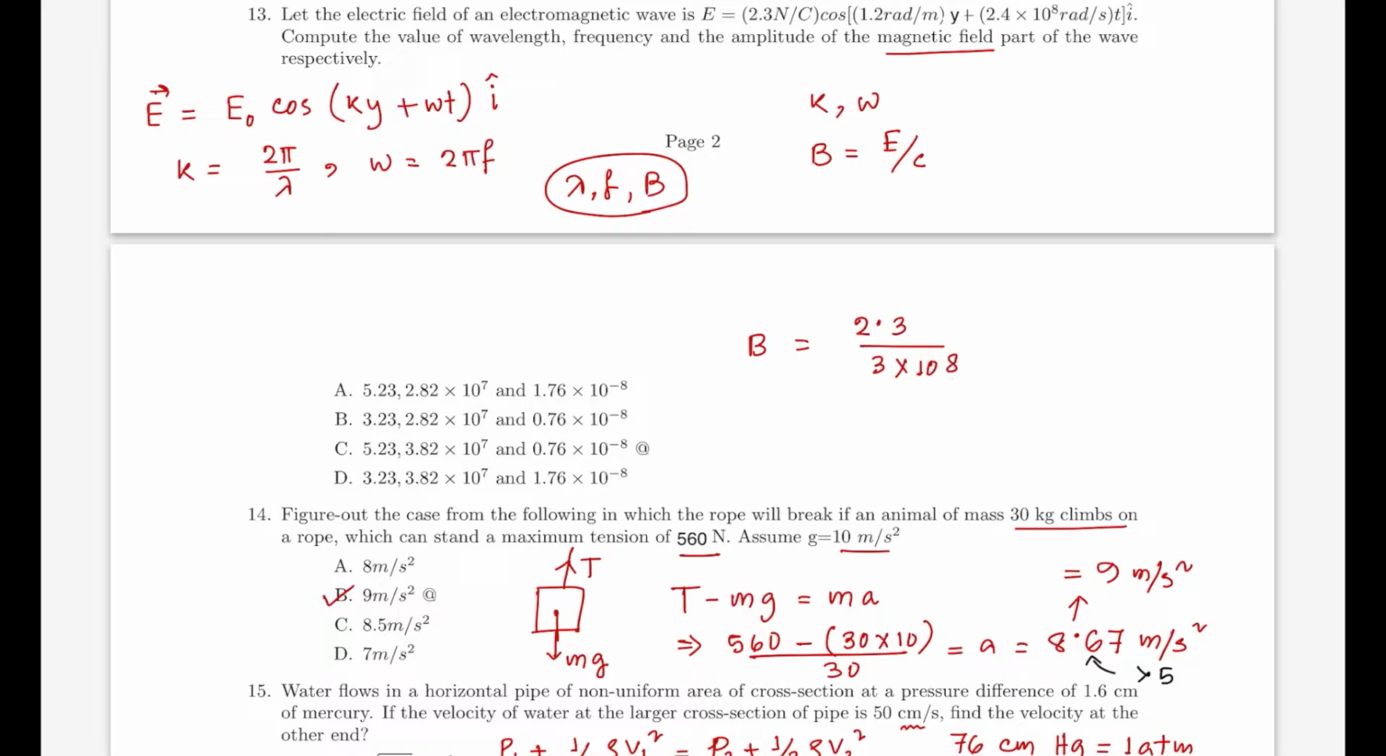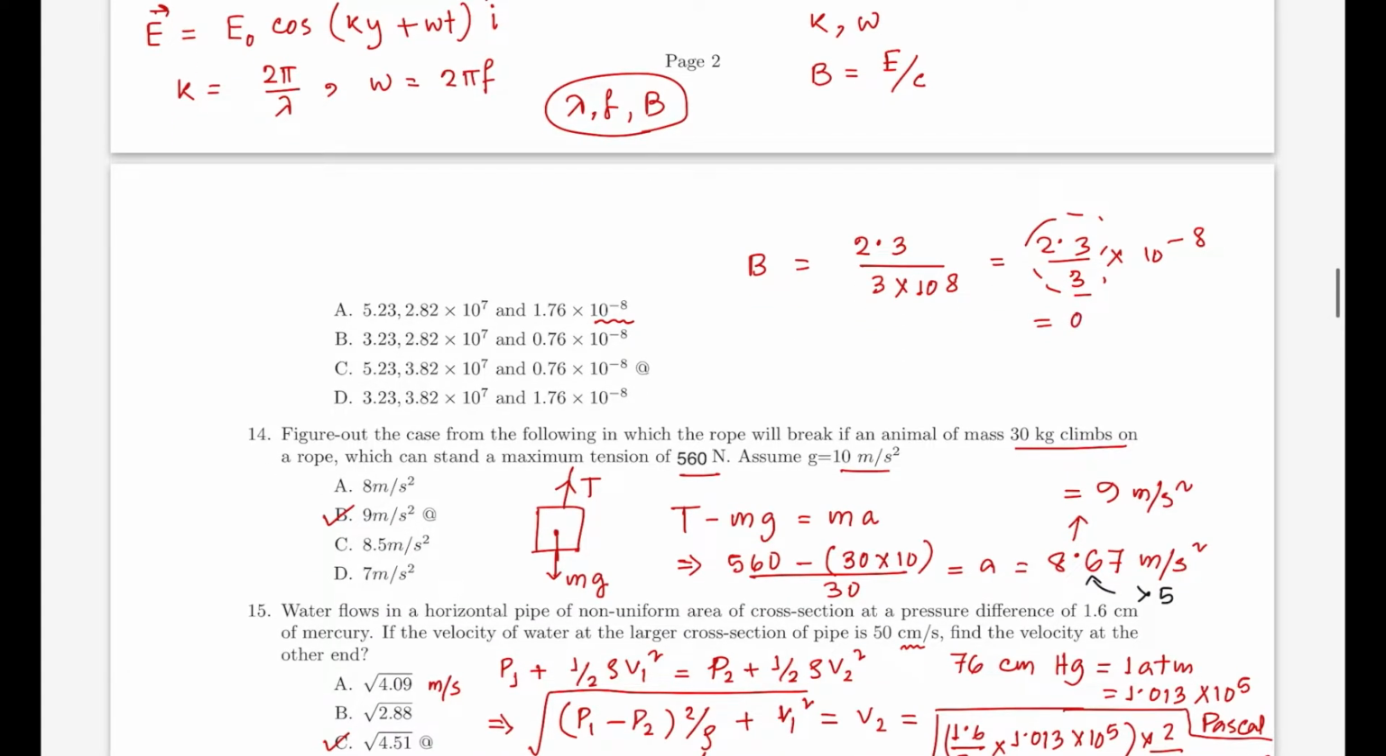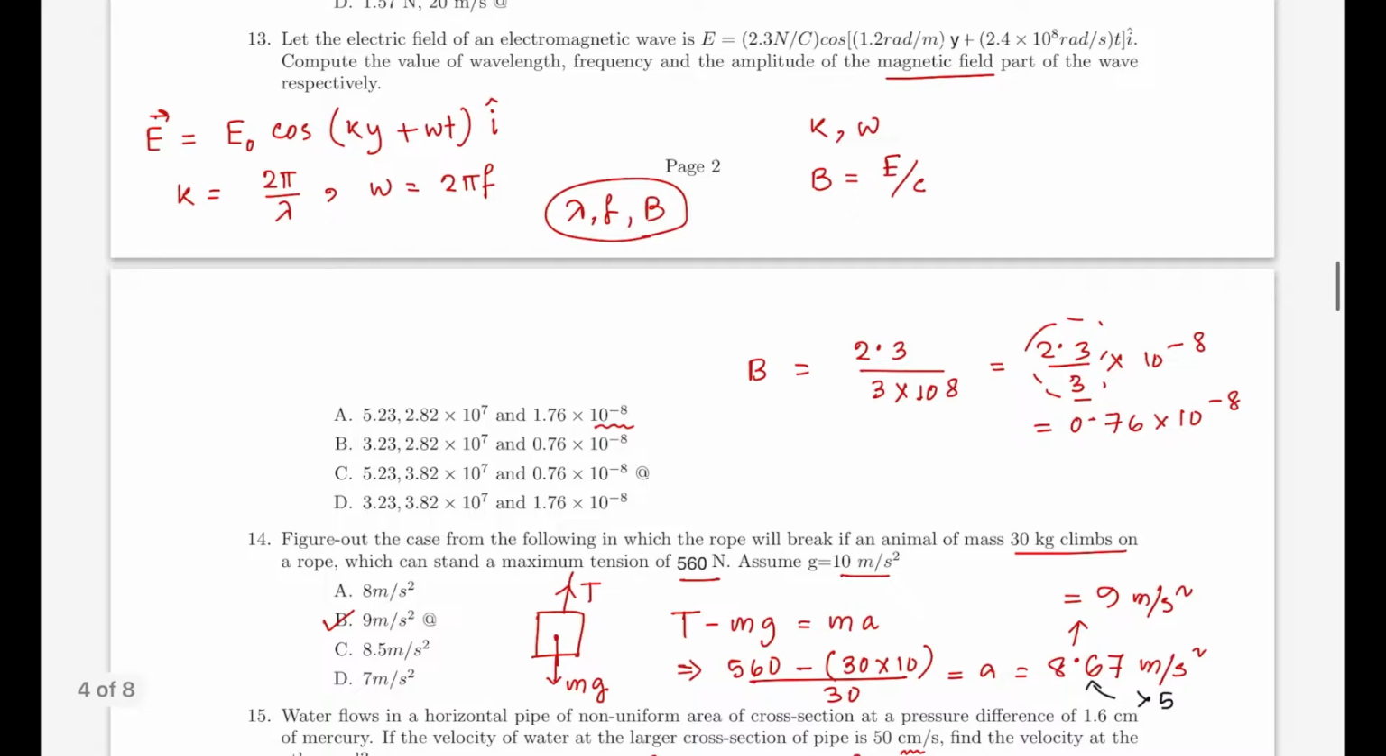As you can see, all the answers have a part 10 to the power minus 8. So you can write it like this, and this is less than 1, so you don't have to calculate it. The answer would be 0.76 into 10 to the power 8. Now you have to find out the frequency. Frequency is f is equal to omega by 2 pi. So here is the omega, 2.4 into 10 to the power 8.